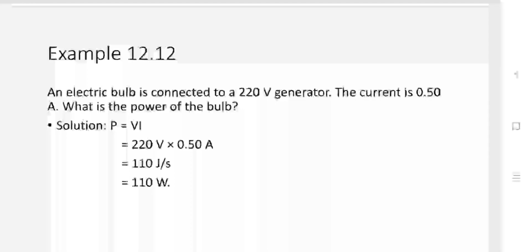Let us go through an example. An electric bulb is connected to a 220 volt generator. The current is 0.5 ampere. What is the power of the bulb? P equals V into I. V is 220 volt, current is 0.5 ampere. So power is 110 joule per second or 110 watt.